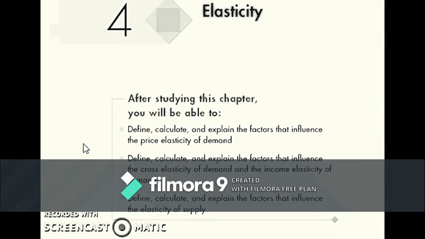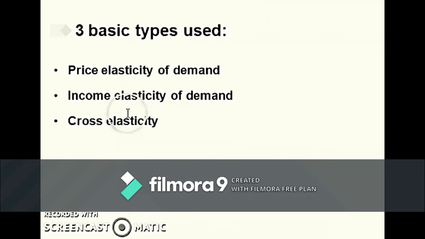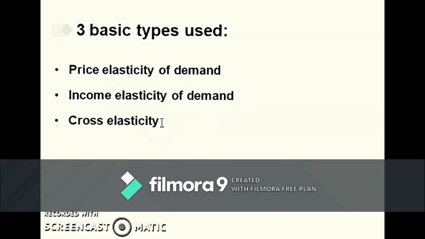Today we are going to discuss the concept of elasticity, especially the elasticity of demand. These are the learning objectives of this chapter: define, calculate and explain the factors that influence the price elasticity of demand. There are three basic types of elasticity of demand. The first one is called price elasticity of demand, which is the subject matter of today's lecture. Second, the income elasticity of demand, and the third one is cross elasticity of demand.